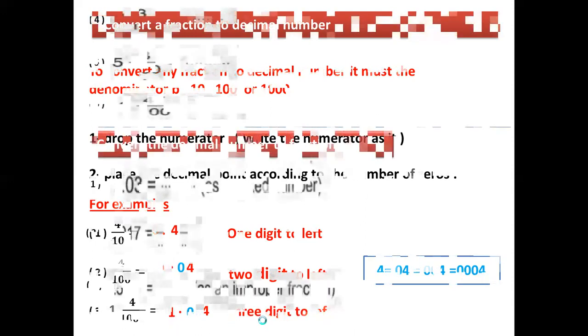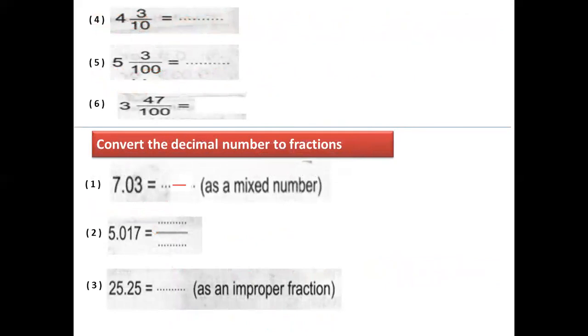Okay? Next. Example number 4. By the same way, a mixed number. How can we write this mixed number as a decimal? We have here 4 and 3 over 10. The condition is available because we have 10 in the denominator. So we can convert this fraction to a decimal. So what can I do? Drop the numerator as it is, then the turn of the decimal point directly after one digit. The whole number here equals what? Equals 4. Okay, next.